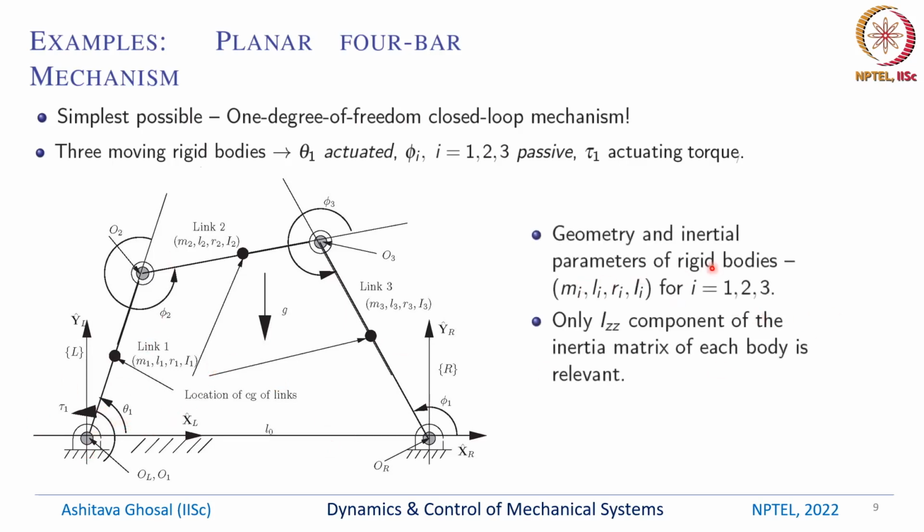So the geometry and inertial parameters of the rigid bodies are Mi, Li, Ri and Ii for i equals 1, 2 and 3. So there are 3 links. And again, the IZZ component of the inertia matrix for each body is relevant. IXX and IYY are not relevant because the motion is in one plane.